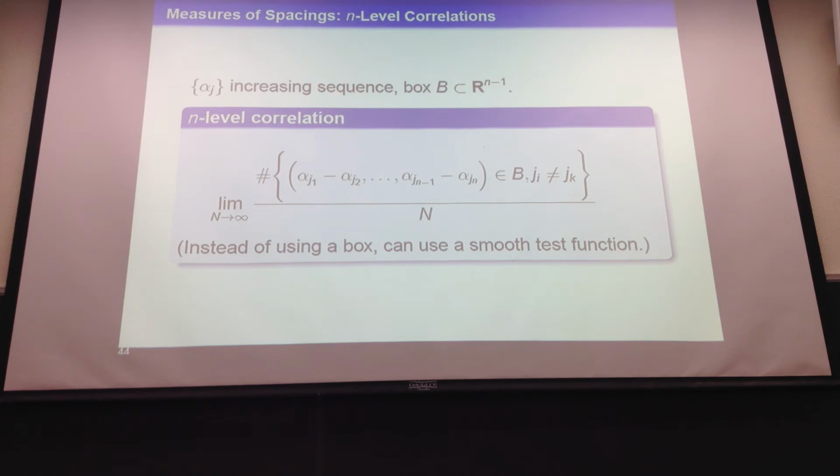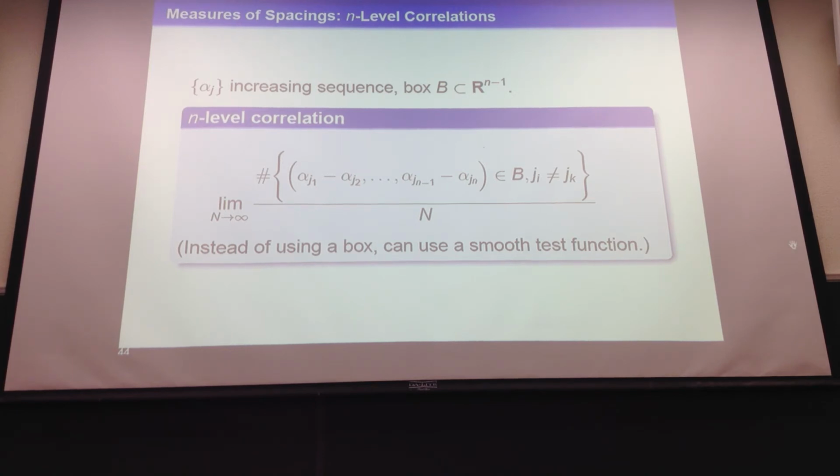Correlations. So what we can do is, let's say we have an increasing sequence of events. Think of them as eigenvalues, think of them as energy levels, think of them as zeros. One of the ways we can understand them combinatorially is I'd love to talk directly about spacings between events. That's too hard. What we can do, which is a lot easier, is to talk about what we'll call the n-level correlations.